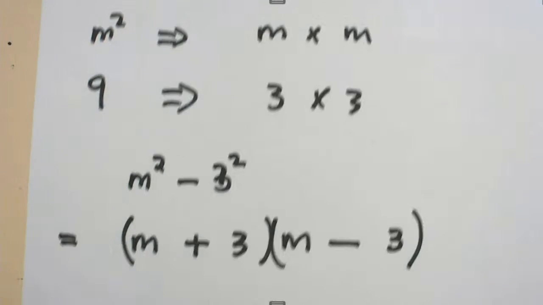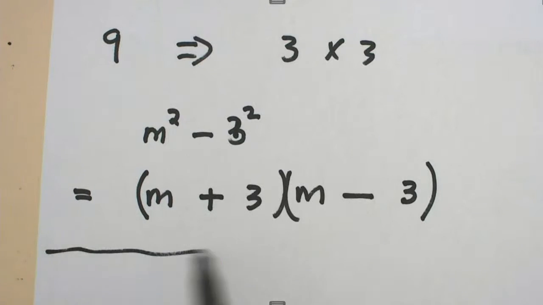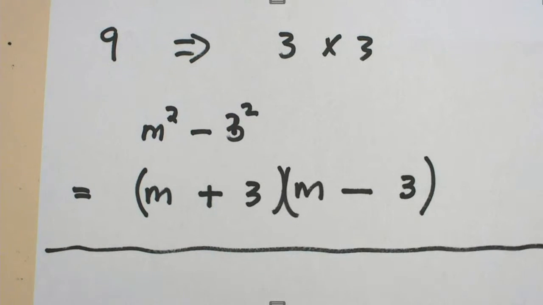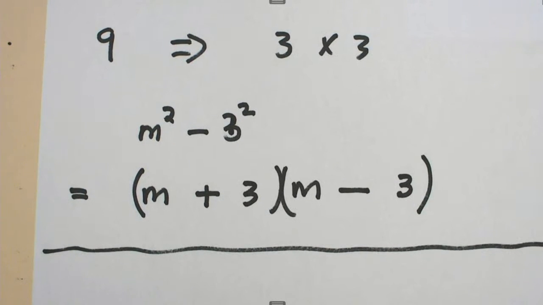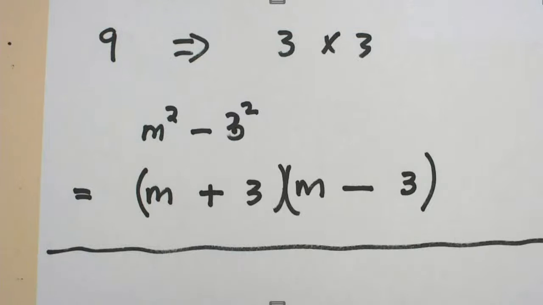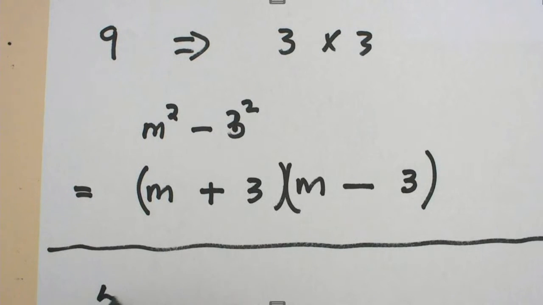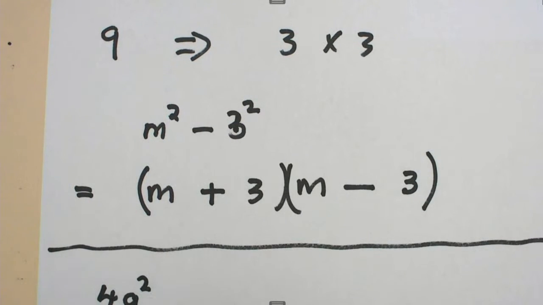Let's use another example. Now we know the procedure. 4, and I'm going higher, 4a squared minus 9b squared.